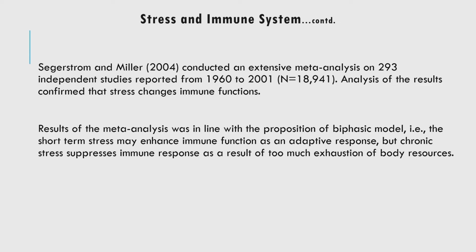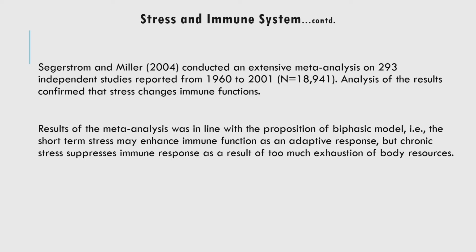They did an analysis of all these studies and tried to see the direction of results. The analysis confirmed that stress changes immune functions. So that was very clear. The result of the meta-analysis was in line with the proposition of the Biphasic model, which proposed that short-term or acute stress may enhance immune functions as an adaptive response, but chronic stress suppresses immune function as a result of too much exhaustion of the body's resources.